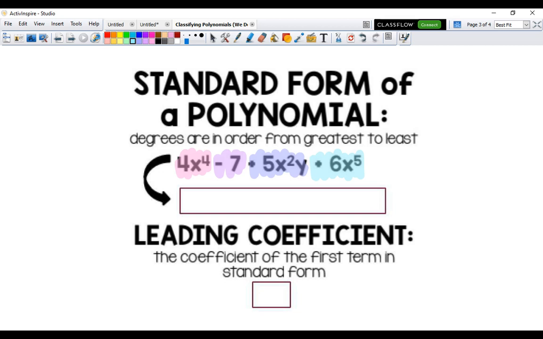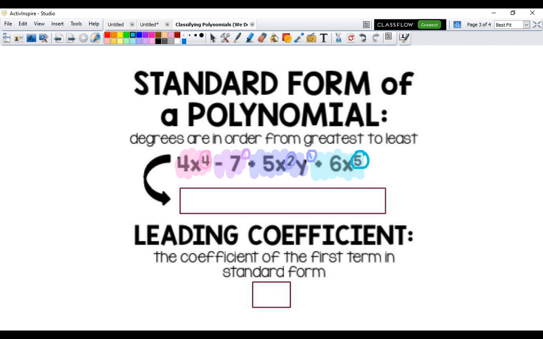So 4x to the power 4, meaning that I have a degree of 4. -7, I don't have a variable. That means I have a degree of 0 because there's no variable there. 5x squared y. I have two different exponents. I have an exponent of 2, and I have an exponent of that invisible 1. And then 6x to the 5th, I have an exponent of 5. So I have a degree of 5.